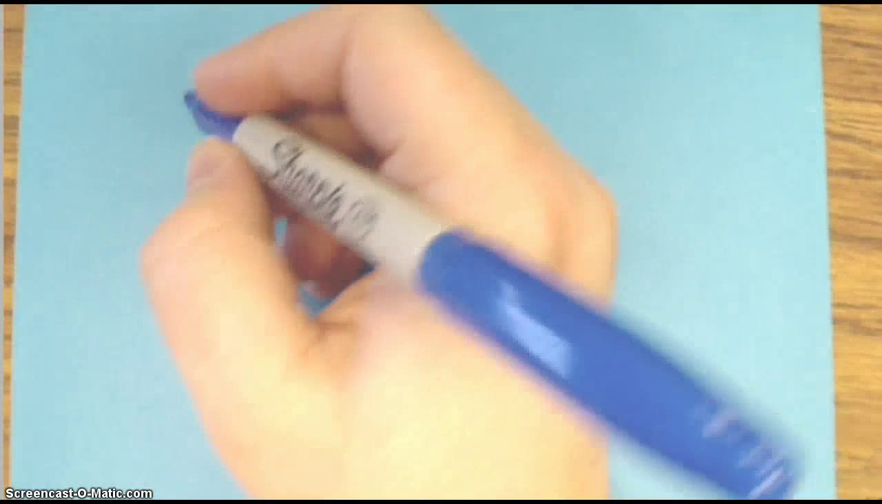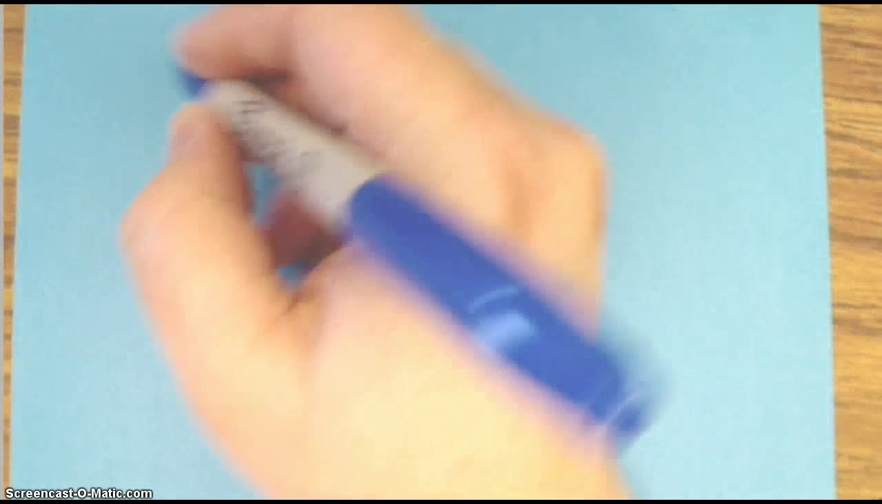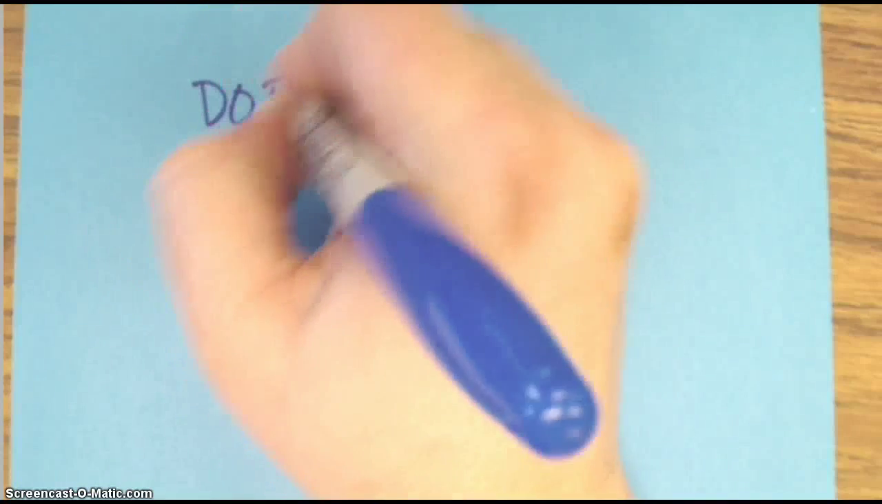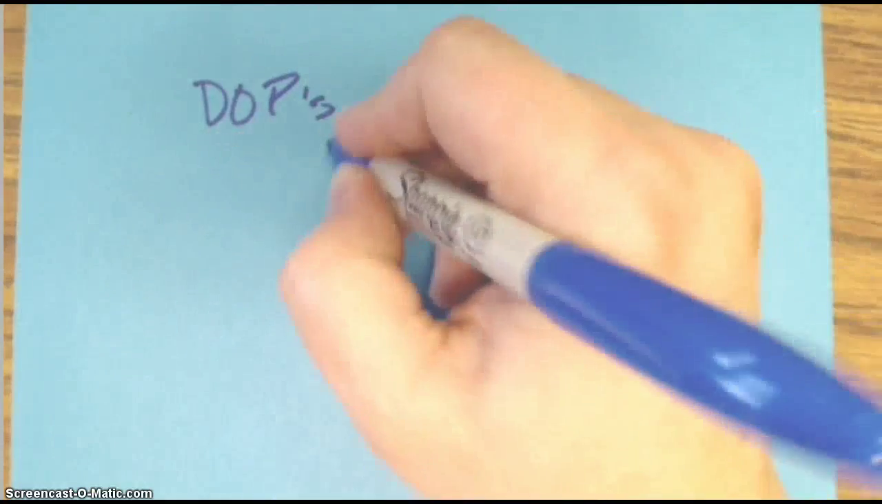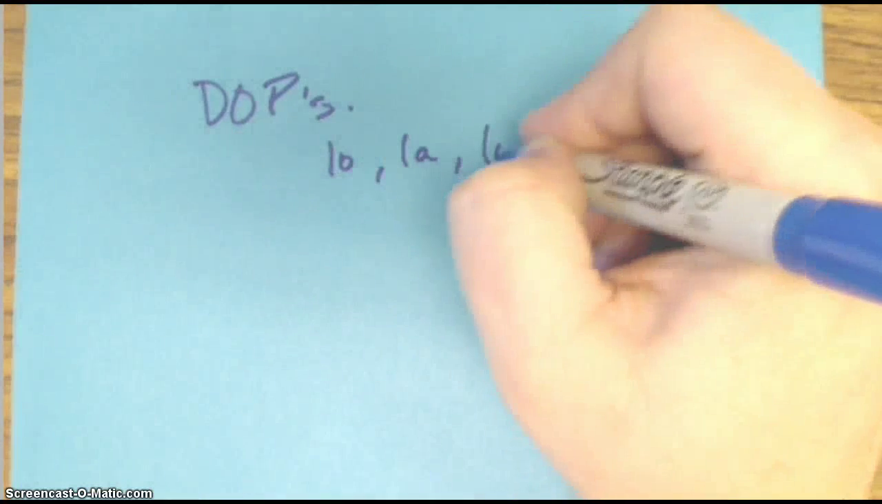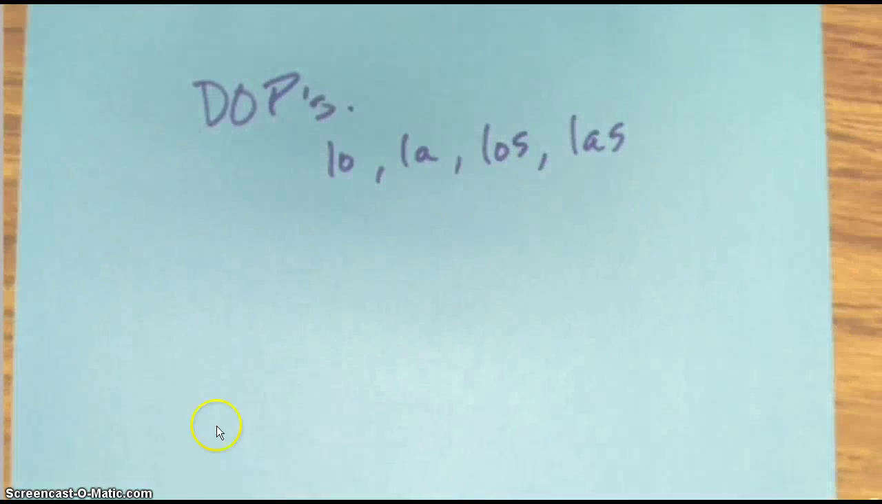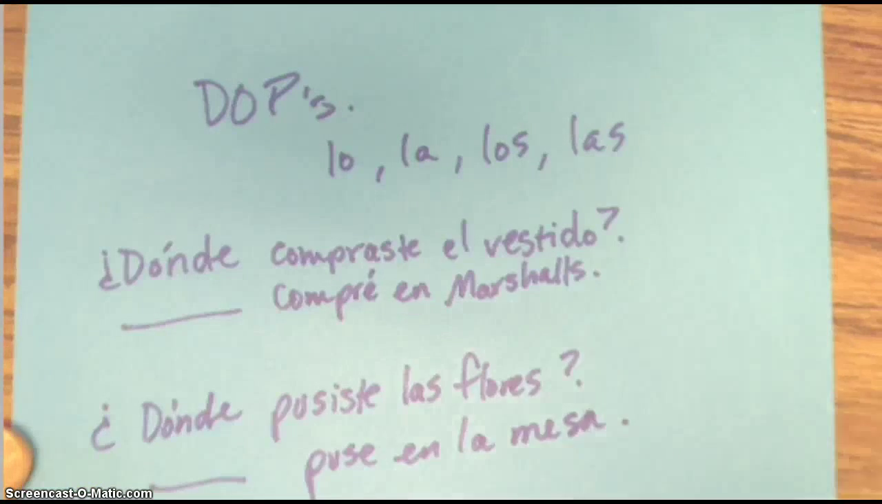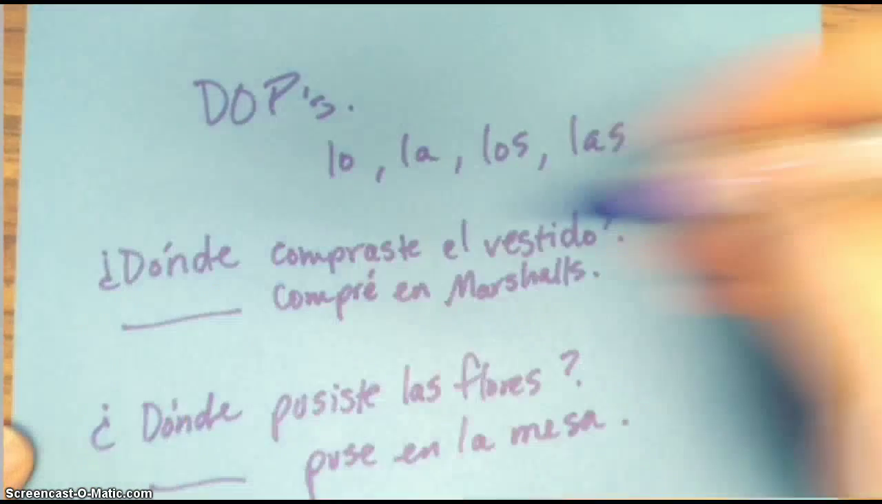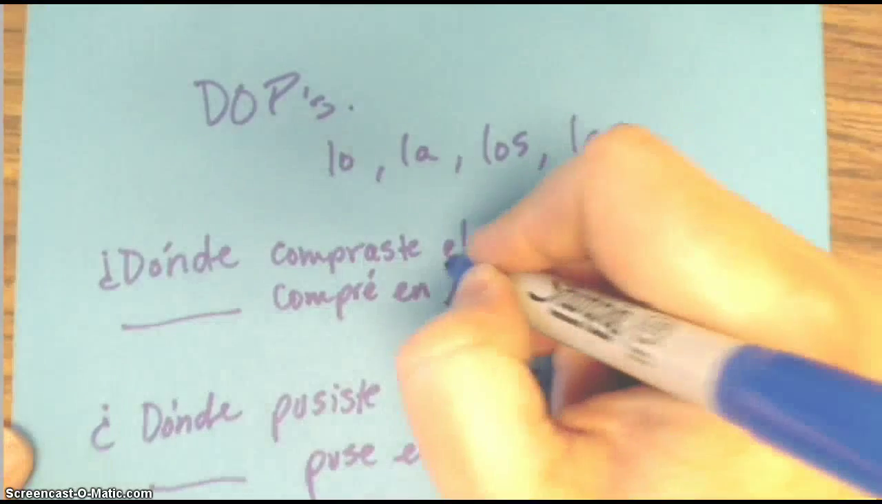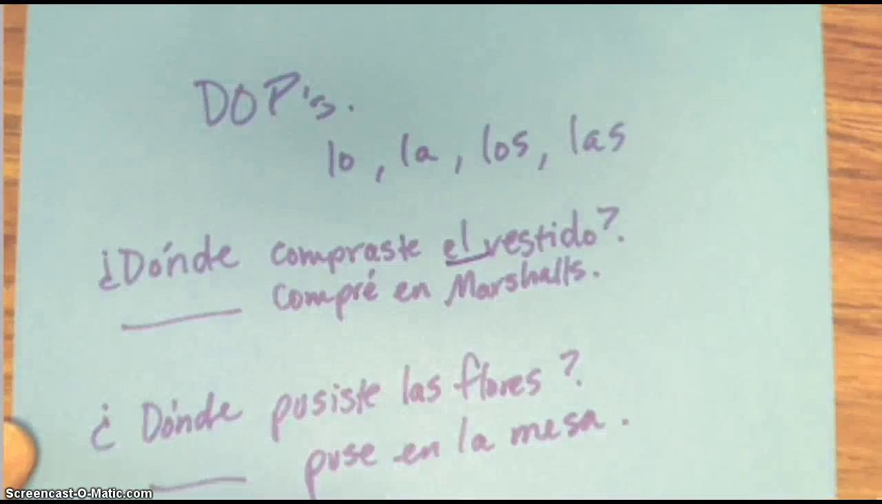So, for the test, the easiest part of your grammar will be direct object pronouns. You've got 4 different kinds: lo, la, los, and las. When you've got these little sentences going on, you're basically just looking for the article in the first sentence, and that's your answer.